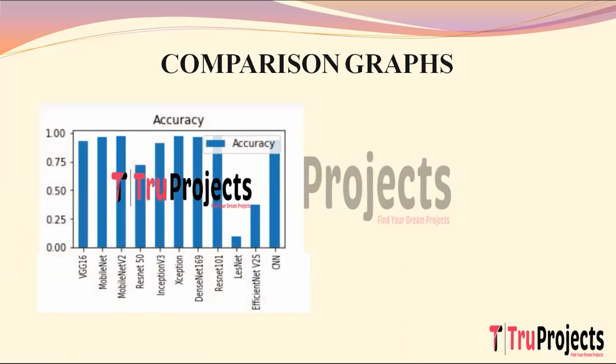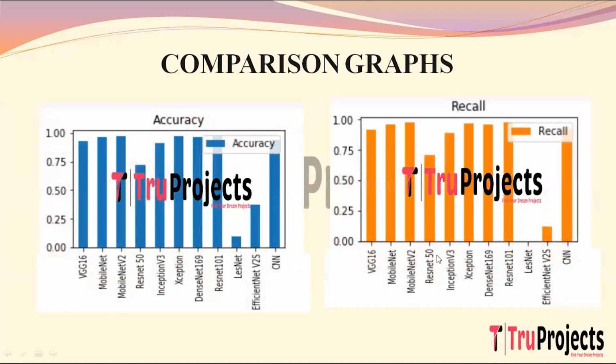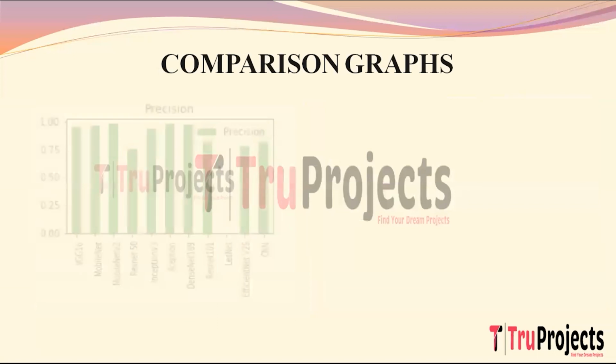So this is the bar graph comparing accuracy scores of different algorithms. In this graph on x-axis, I have algorithm names and on y-axis I have accuracy scores. So accuracy measures the overall correctness of predictions, showing the percentage of correctly classified instances. This is recall scores comparison graph. In this graph on x-axis, I have algorithm names and on y-axis I have recall scores. Recall measures the ability to identify all relevant instances, showing how many actual positives were correctly predicted.